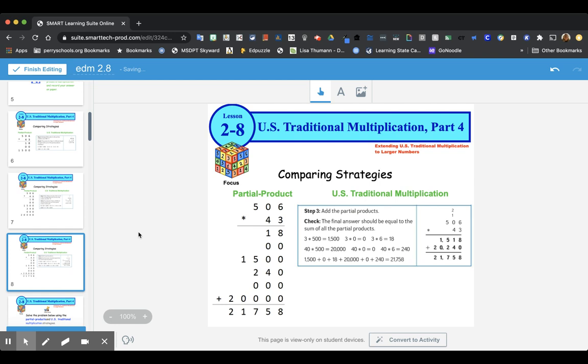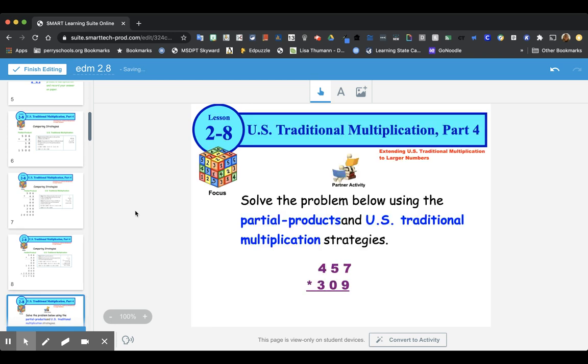Still works. Partial product still works. It's just when we look at the 2 strategies, the amount of work written out for the partial product side and the amount of space on the U.S. traditional. U.S. traditional is doing the exact same thing, except it's a lot more efficient. Okay, we take a look. We still get the 21,758. But look at that.